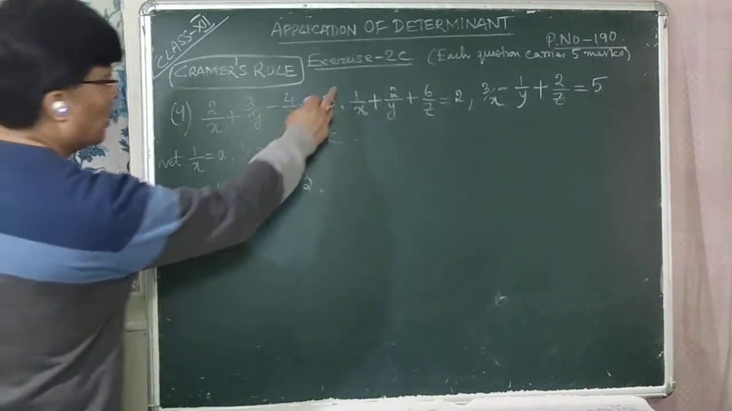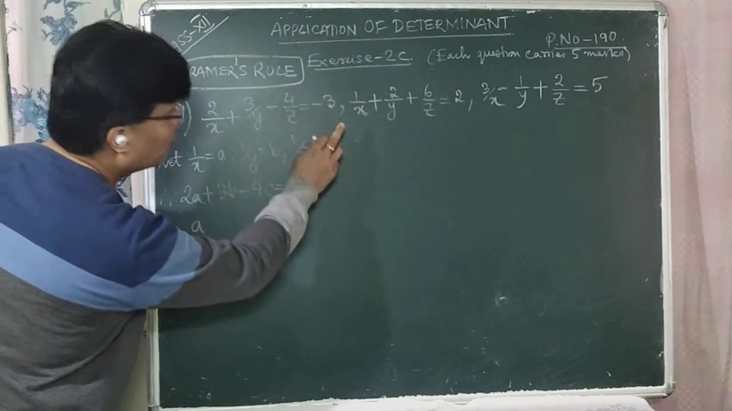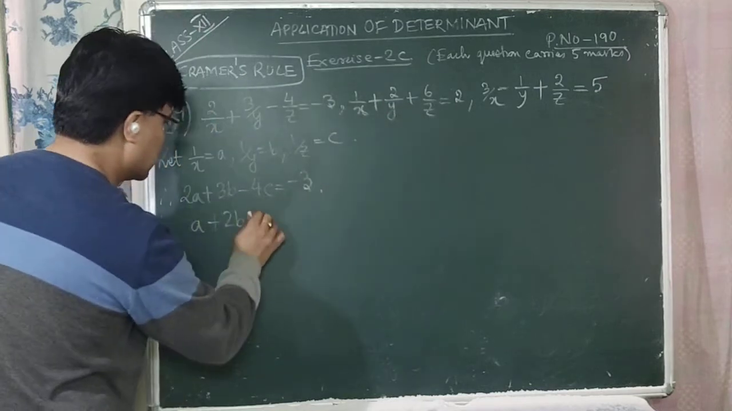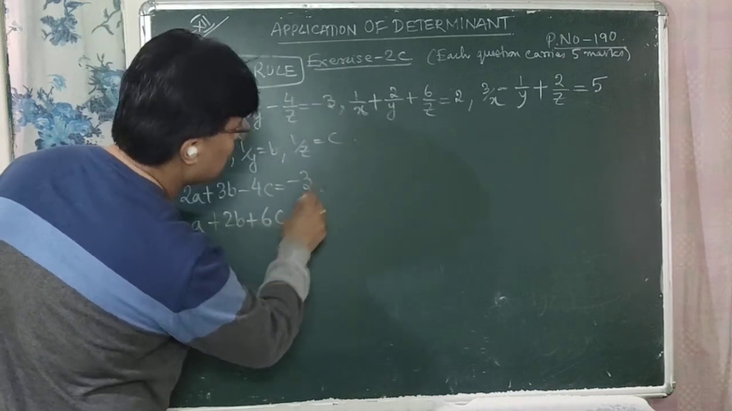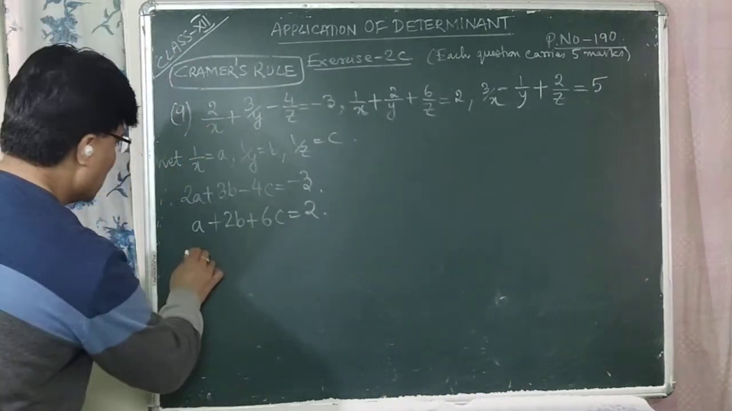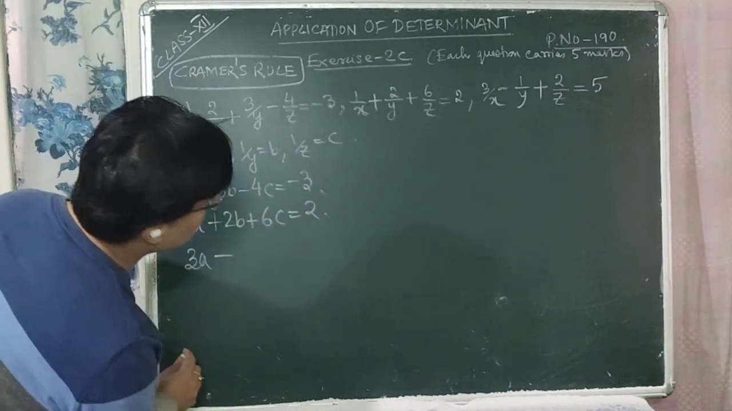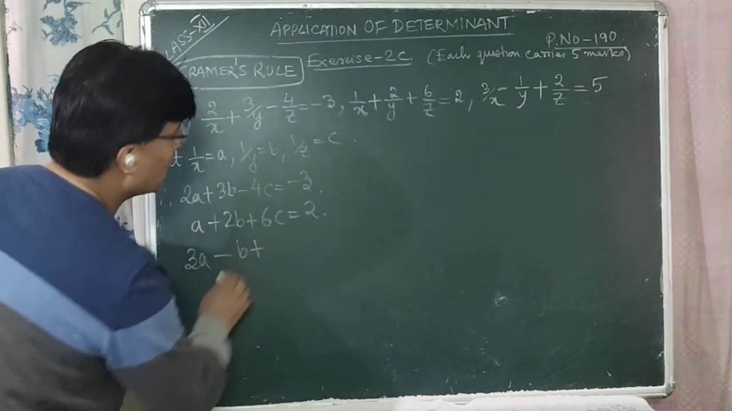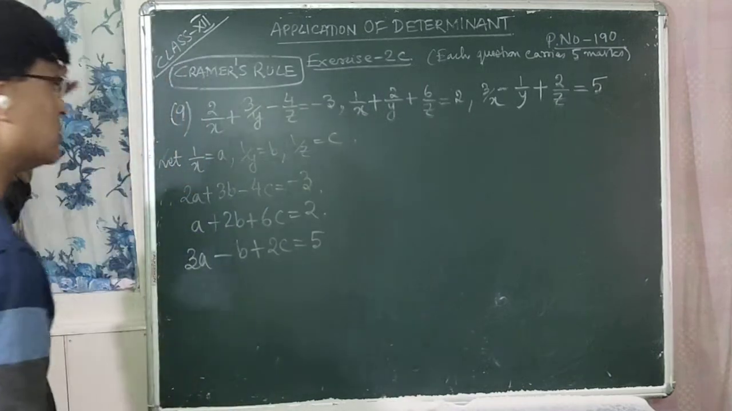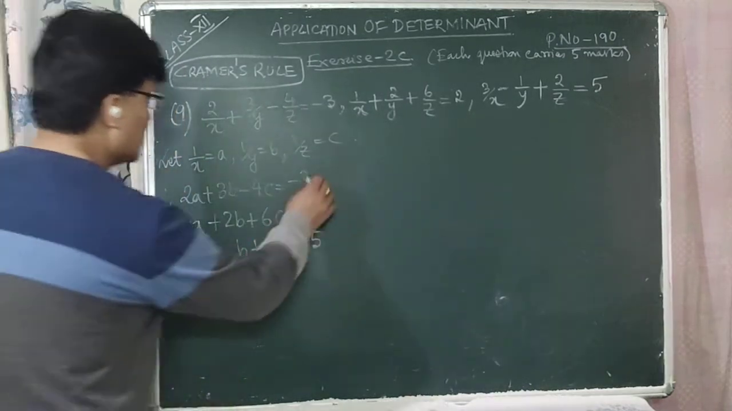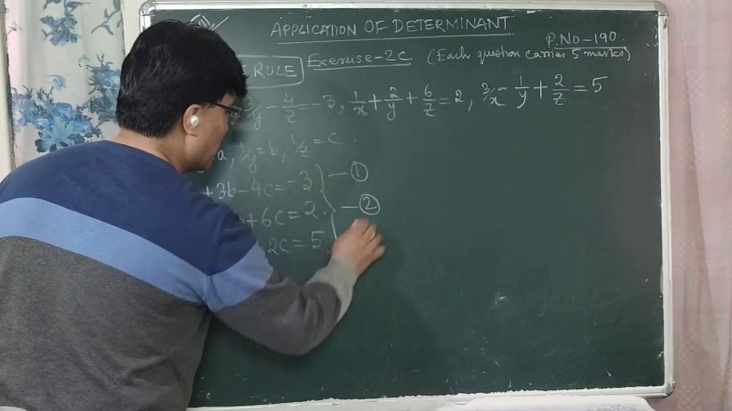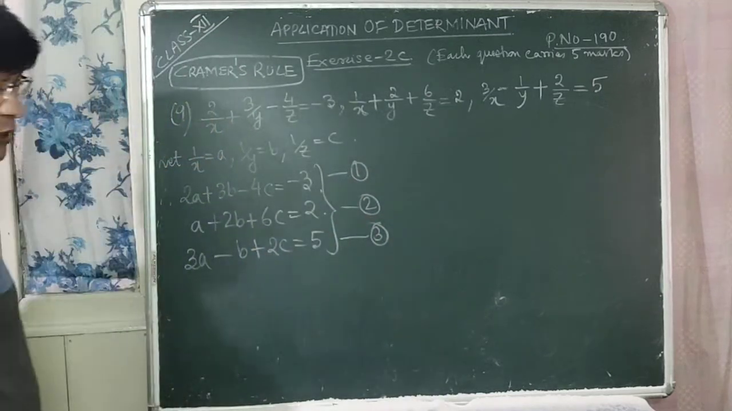Next, the second equation is a plus 2b plus 6c is equal to 2. What is the third equation now? It is 3a minus b plus 2c is equal to 5. So these are the 3 given equations, number 1, number 2 and number 3.